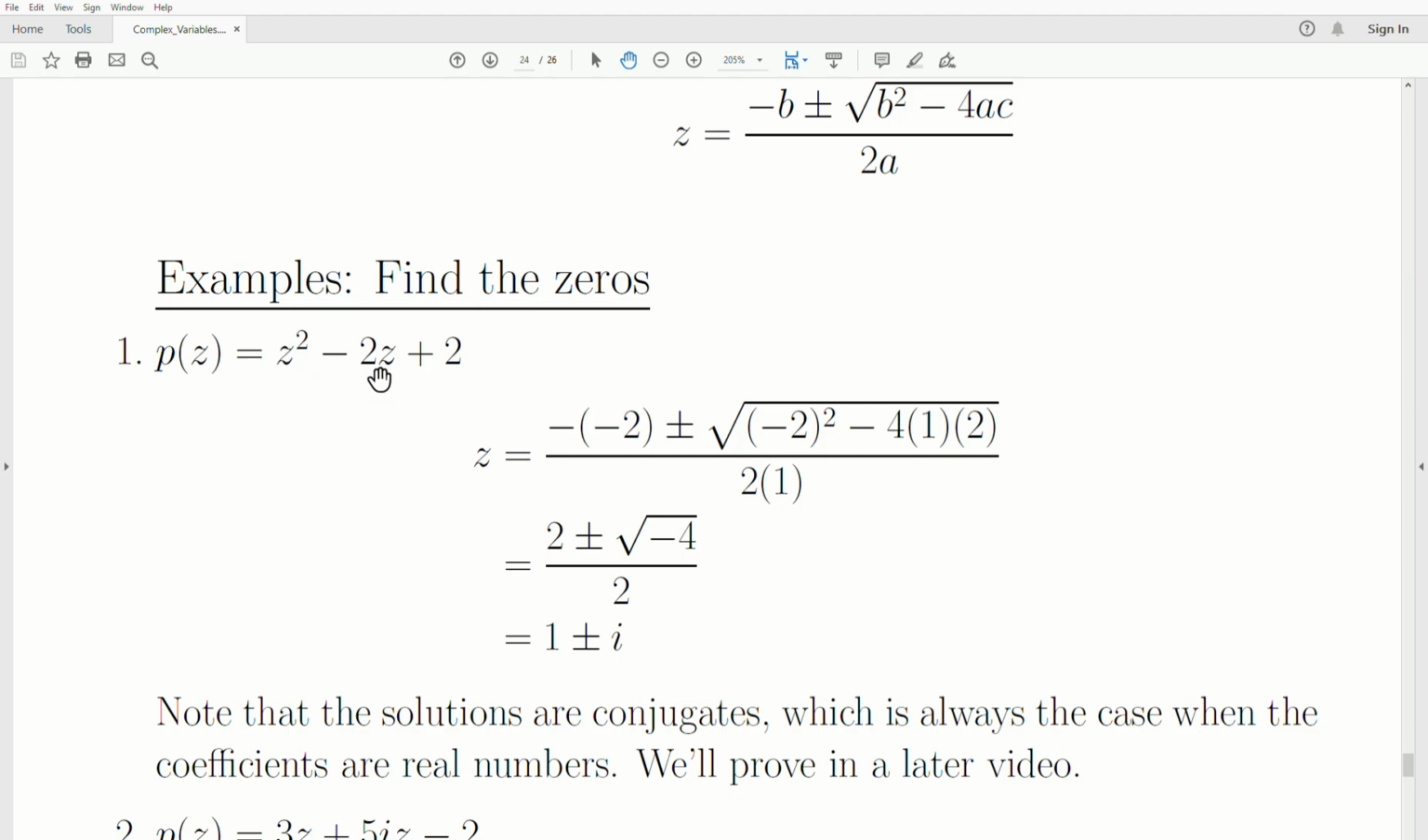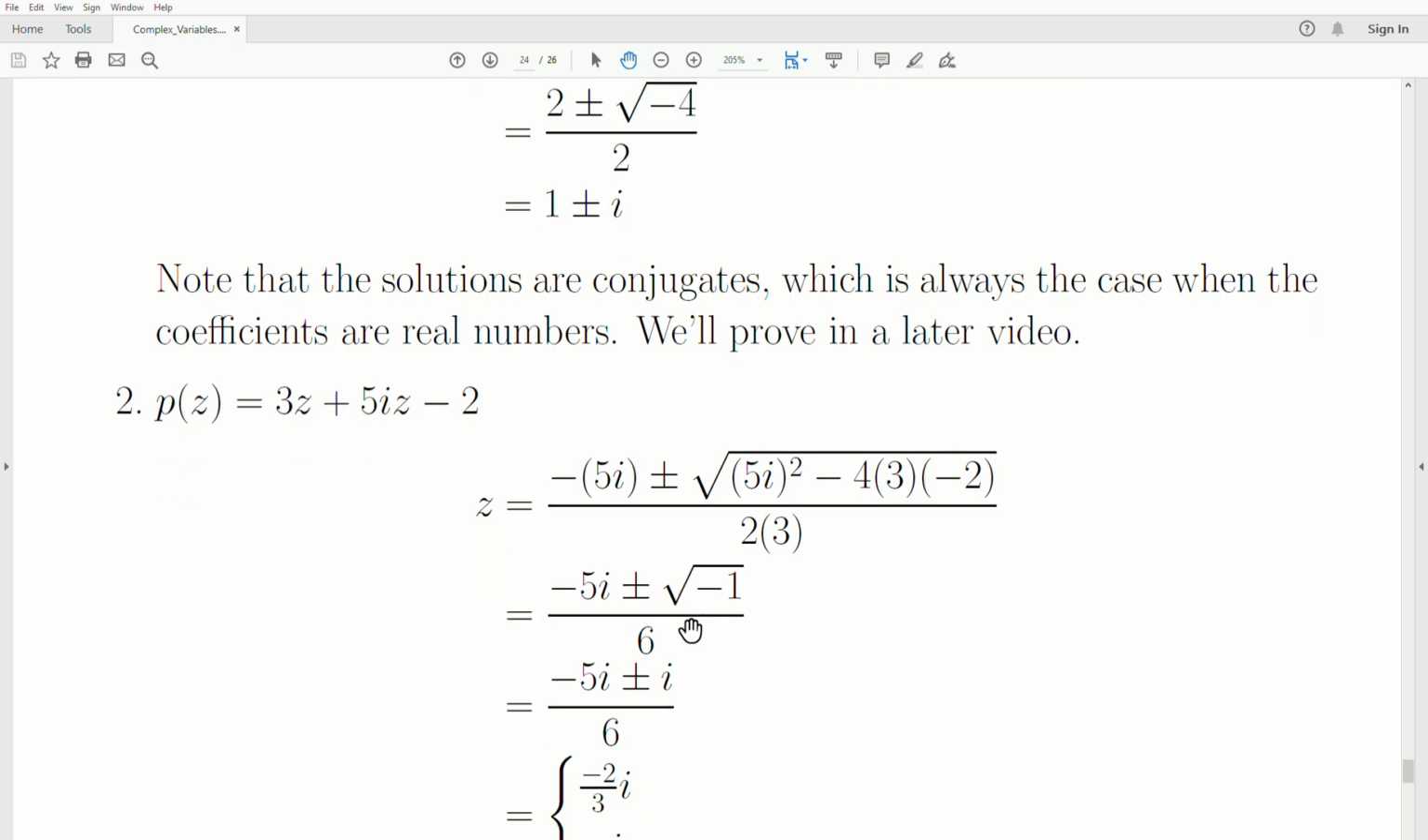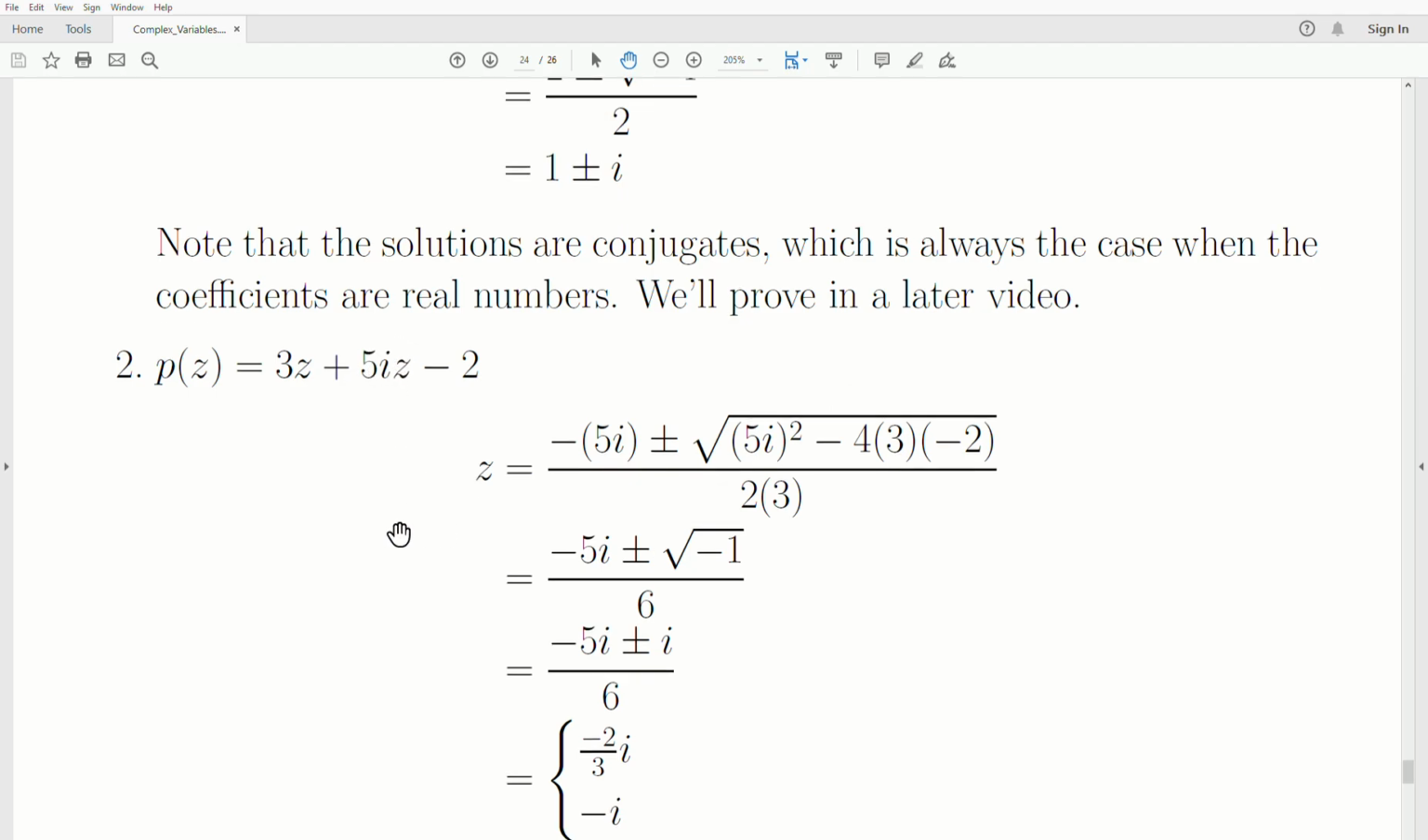So notice it's a 1, a minus 2, and a 2. Those are real coefficients, and so the solutions come in conjugate pairs. Now let's look at a second example: 3, 5i minus 2. So the coefficients are not real. It's a complex coefficient, but we can still use this formula.